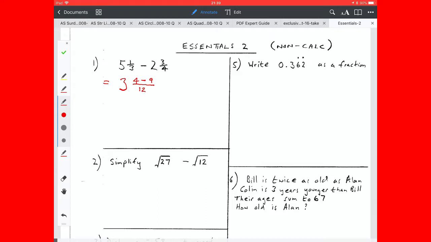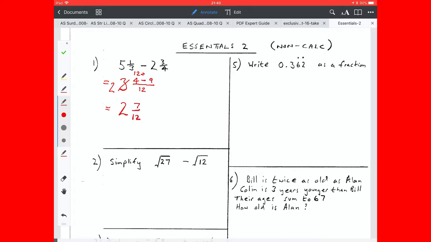But now we're trying to say 4 take away 9. Can't do that, so we borrow one of these whole numbers, which will leave 2, and that gives us an extra 12 twelfths. And we can go straight from there to the answer. 2 whole numbers, sort out the twelfths. We've got 12 add 4 is 16, take away 9 is 7, so it's 2 7 twelfths.